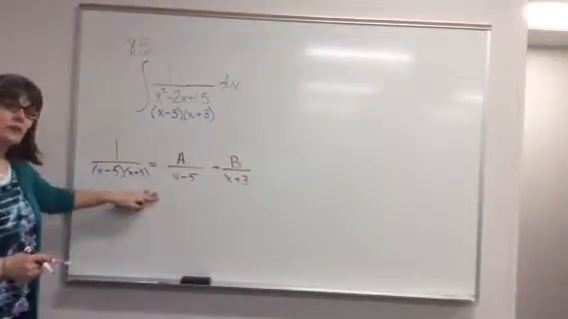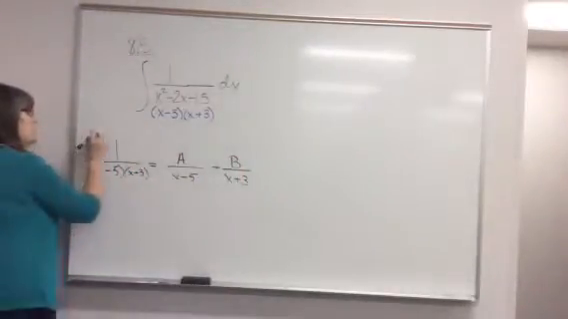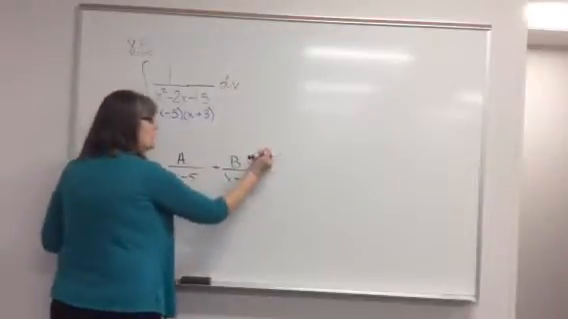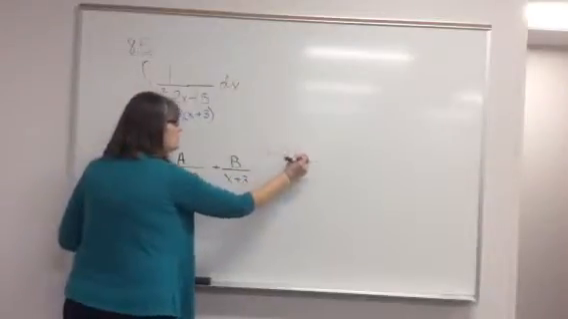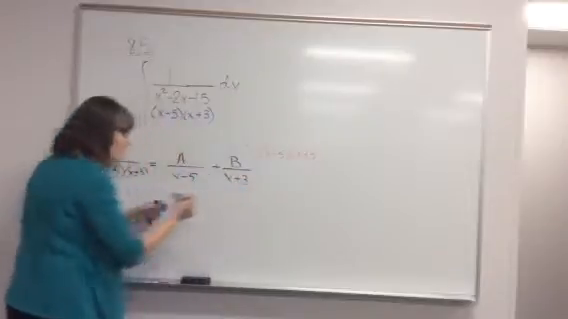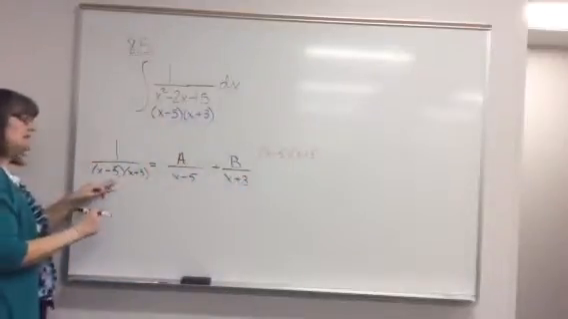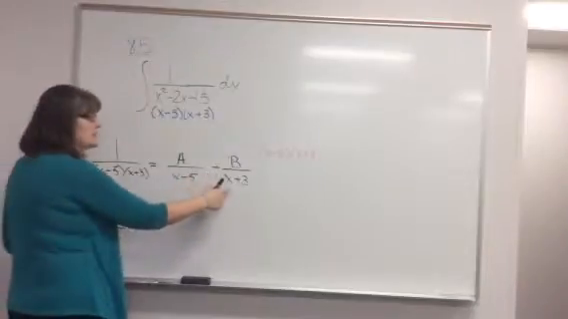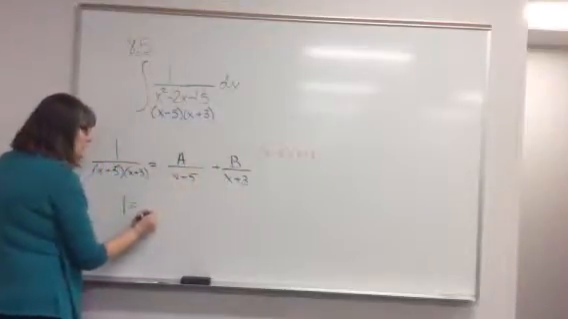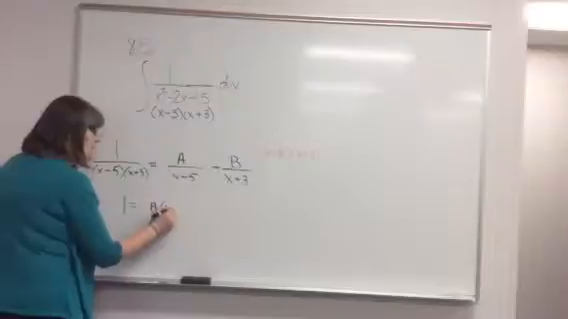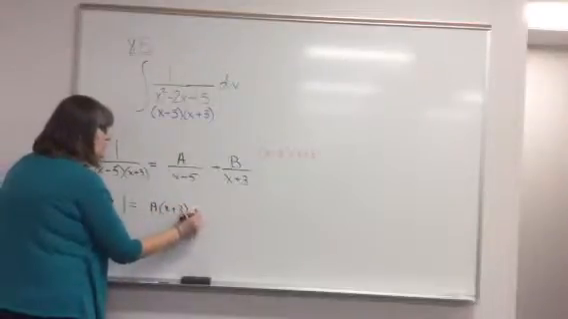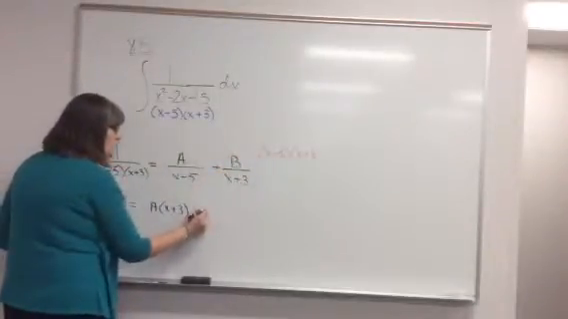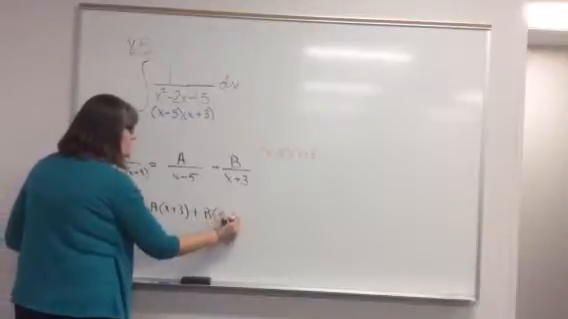I can make this equation a little simpler if I multiply both sides by the common denominator. On the left-hand side, the denominators cancel and I'm left with 1. On the right-hand side, the x minus 5's cancel. I'm left with a times (x plus 3). And the x plus 3's cancel and we're left with b times (x minus 5).